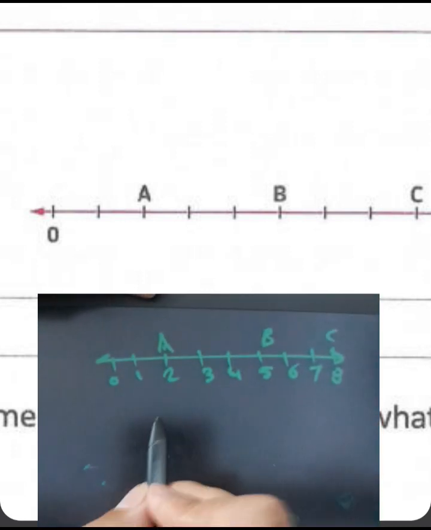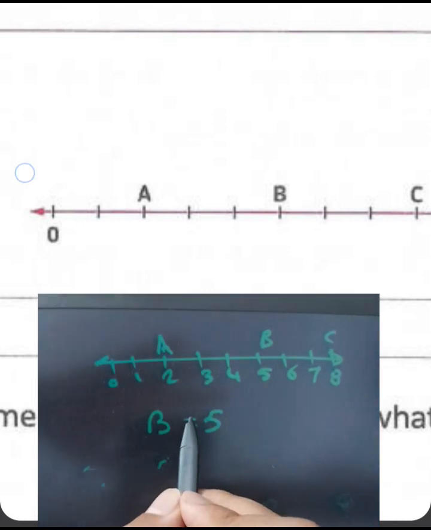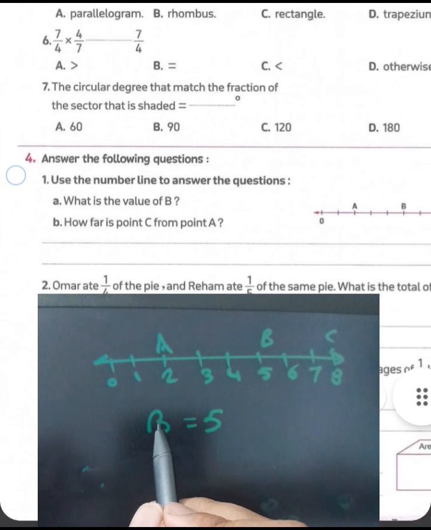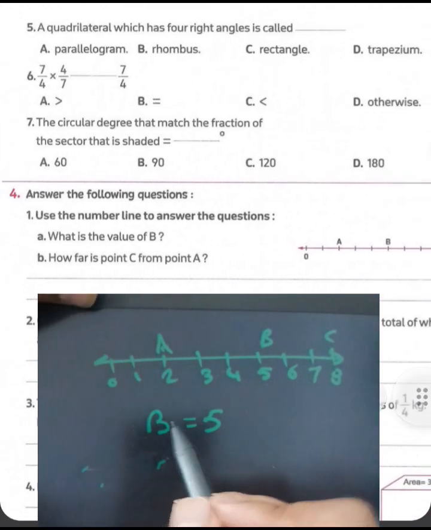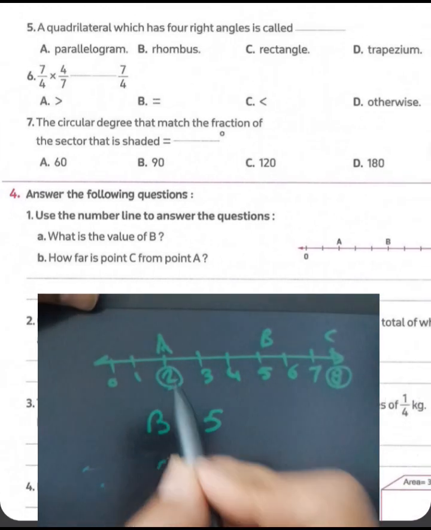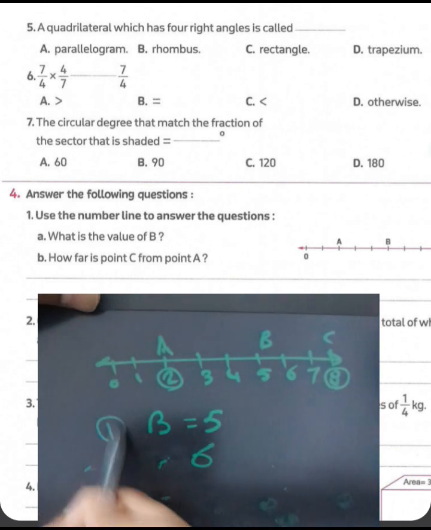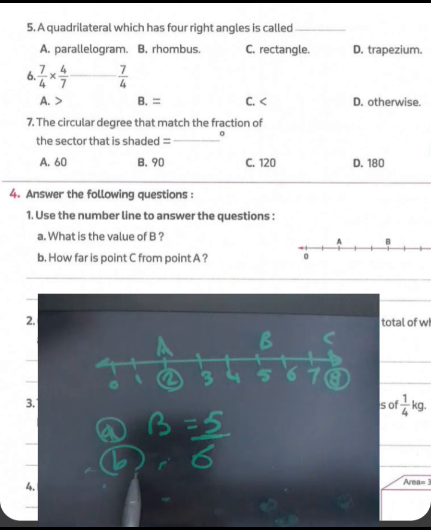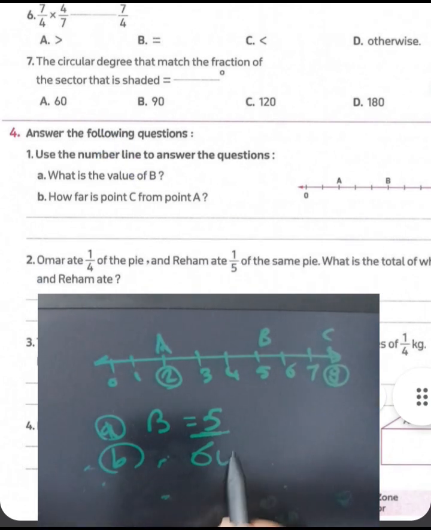Okay, the value of B will be 5, and you want to find how far the point C is from A. We can write 8 subtract 2 equals 6. Then question number 1, the result, letter A will be 5, and letter B, the result will be 6 units, okay? Write 6 units.